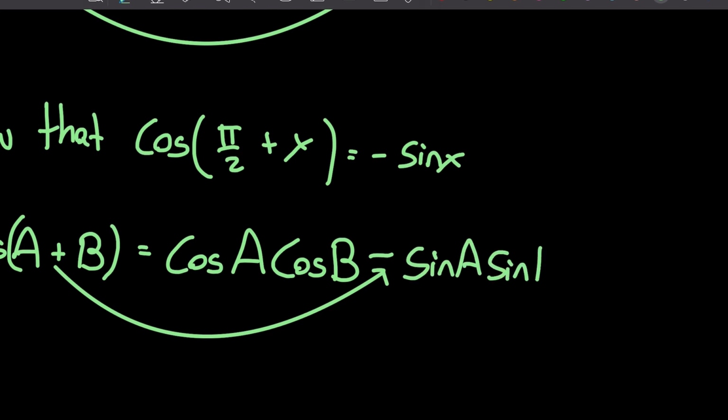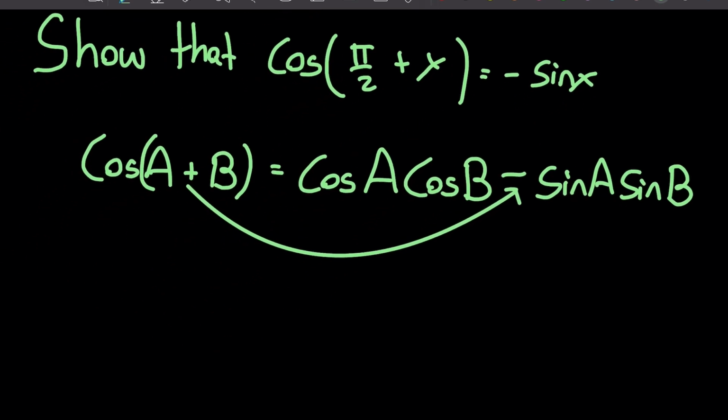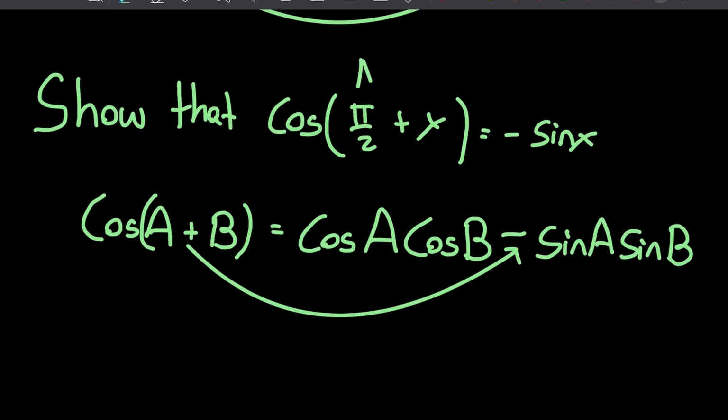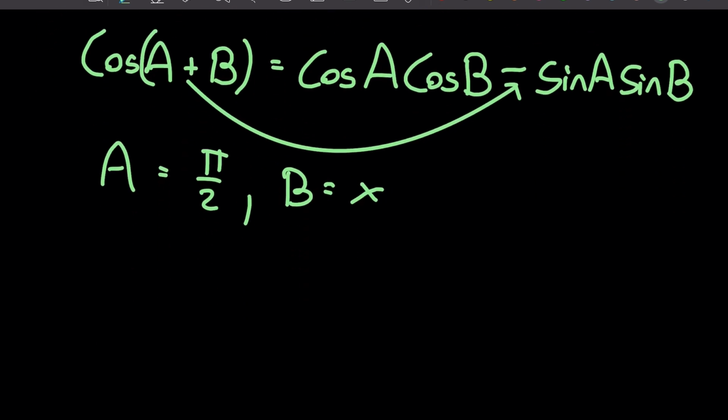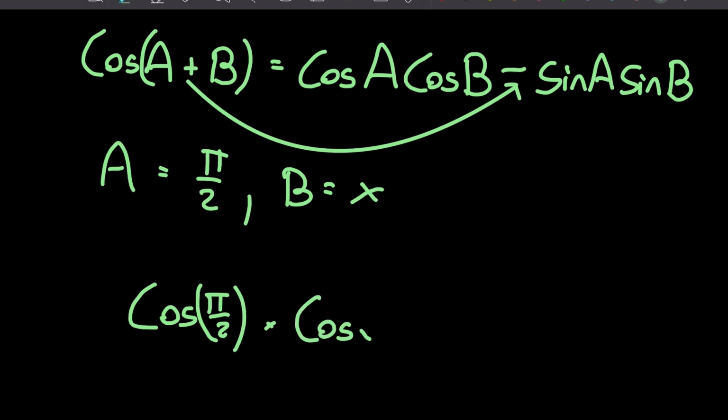Okay, and now based on their positions, we'll say the first one's A and the second one is B in this case. So here's A and here's B, and so we're going to just plug that in. So A is equal to pi over 2 and B is equal to x. So in this situation, cos pi over 2 times cos x minus sine pi over 2 times sine x.